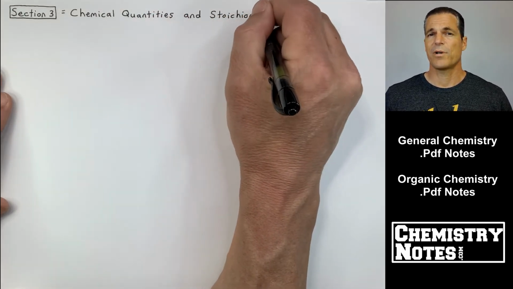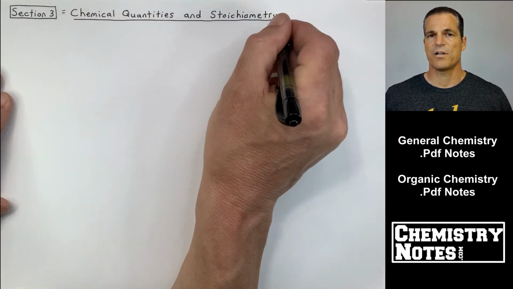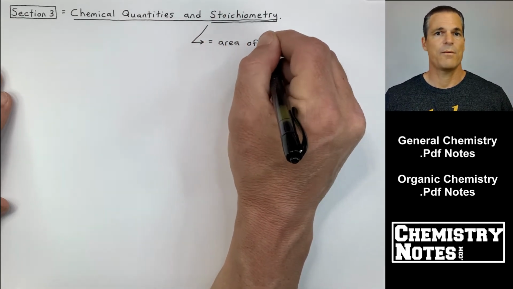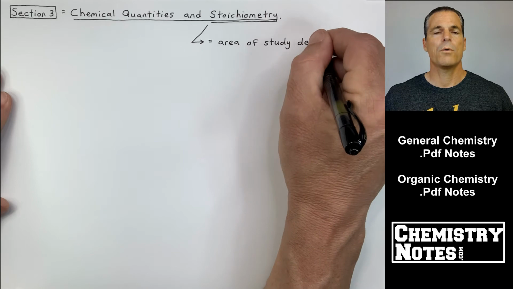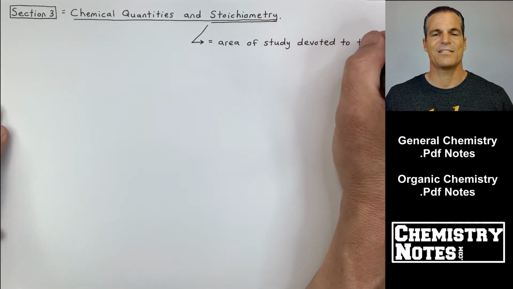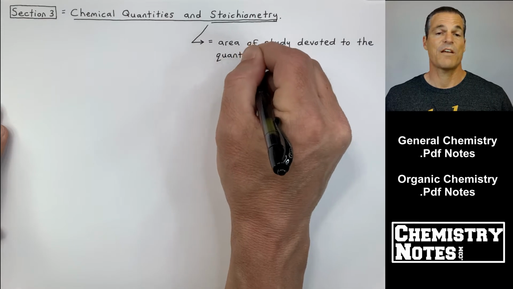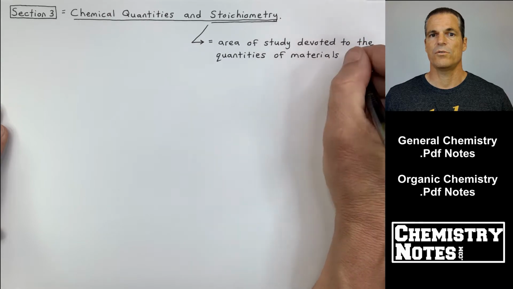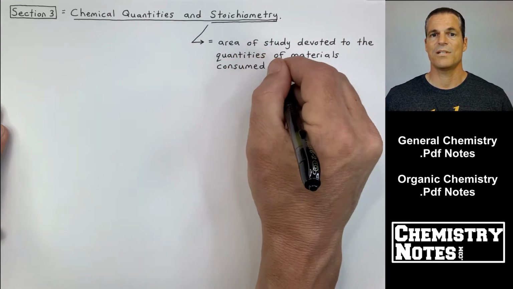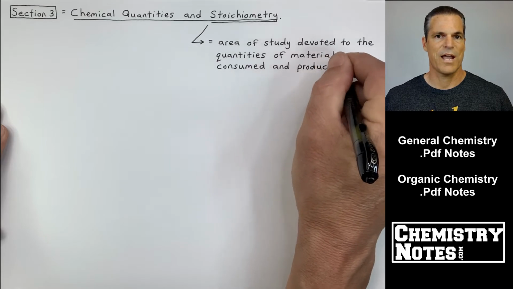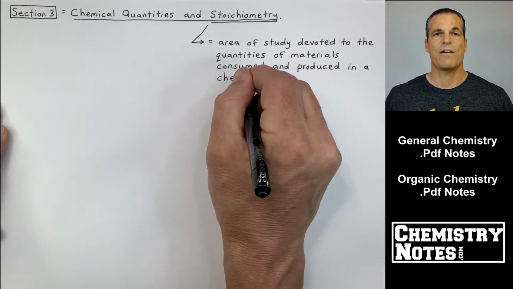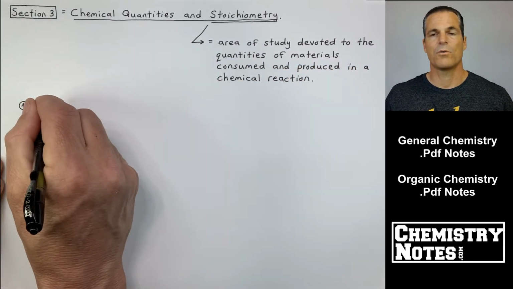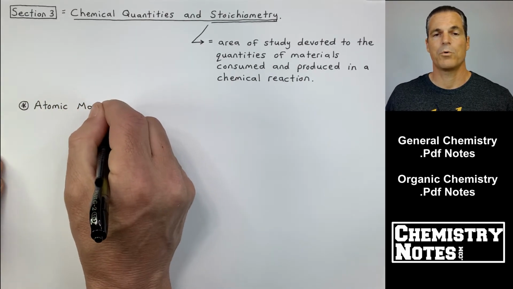Now, you're going to hear the word stoichiometry a lot in the first semester of general chemistry, and it's on lots of quizzes and lots of exams. It's more important to know how to do stoichiometry than it is to understand what the definition is. But the definition is: stoichiometry is the area of study devoted to the quantities of materials consumed and produced in a chemical reaction. So basically, if you have 43 grams of this starting material, how many molecules or moles or grams of this product will be produced.